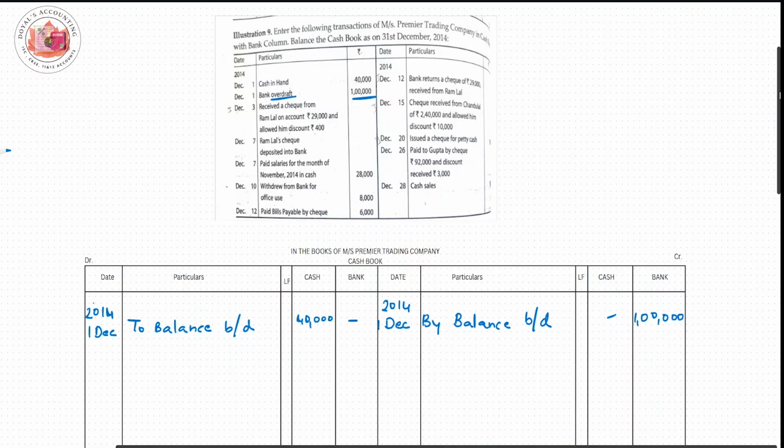We have received a check from Ram Lal on account of rupees 29,000, and a discount has been allowed by him for rupees 400. Now, this check has not yet been deposited into the bank, so we will not record this transaction in the cash book but in the journal. So we will write a journal entry.